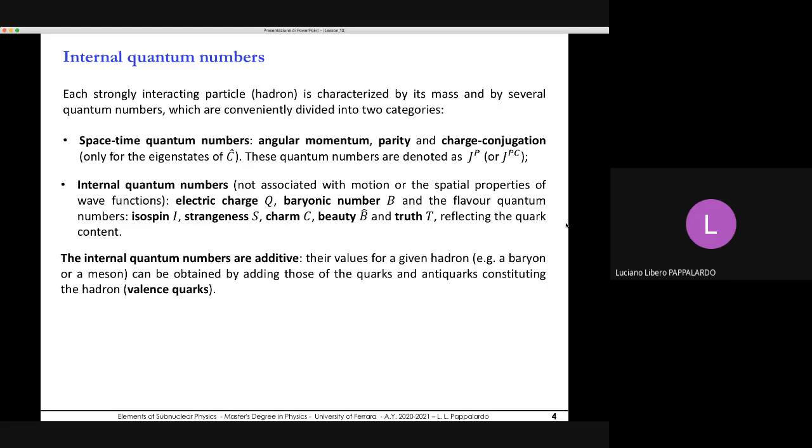Now, the internal quantum numbers are additive, in the sense that their values for a given hadron, for instance, for a baryon or a meson, can be obtained by adding those of the valence quarks or antiquarks that constitute the hadron. As we will study next in QCD, valence quarks refer to those quarks that indeed provide the quantum numbers of the hadrons. Then, in addition to the valence quarks, there is a sea of quark-antiquark pairs inside hadrons, which are produced by gluon splitting. But this will be studied next in QCD. So let me start today with isospin.